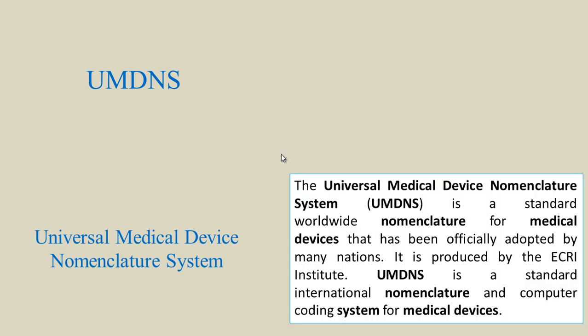UMDNS, Universal Medical Device Nomenclature System. The Universal Medical Device Nomenclature System, UMDNS, is a standard worldwide nomenclature for medical devices that has been officially adopted by many nations. It is produced by the ECRI Institute. UMDNS is a standard international nomenclature and computer coding system for medical devices.